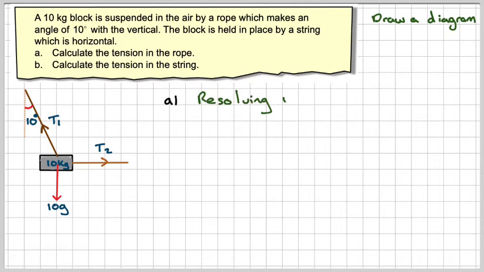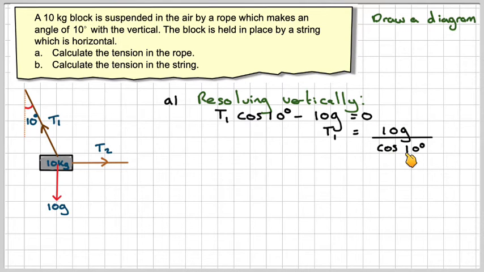Part A, if we resolve vertically, upwards we're going to have T1 cos 10 degrees minus 10g equal to 0, and if we make T1 the subject, that will be 10g over cos 10, which is going to be 99.5 newtons.